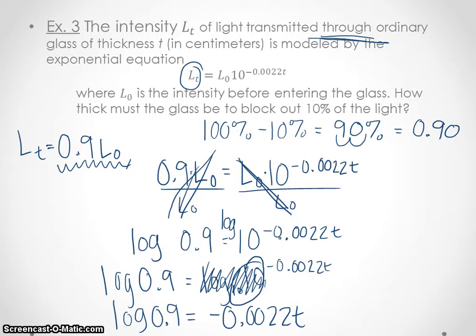If you need to rewatch some of this, please do, because I hope you're all on the same page here. And not much room for it, but I am going to divide each side by negative 0.0022 to get t by itself. These will cancel, leaving me with just t. So now I need to do log of 0.9 divided by that number.